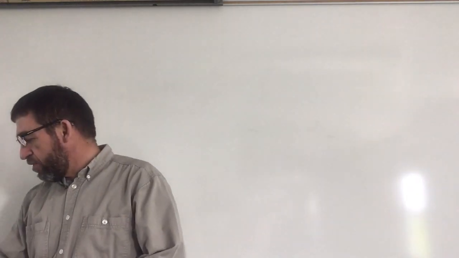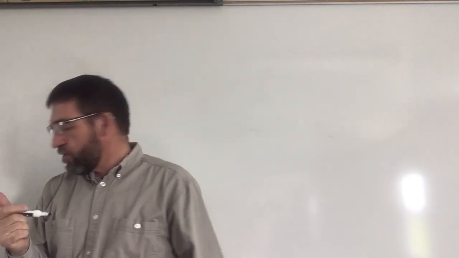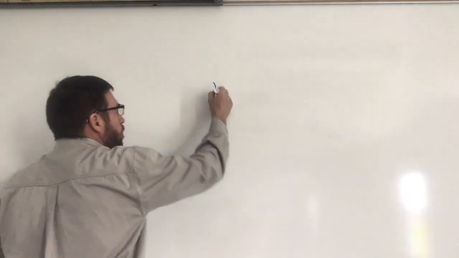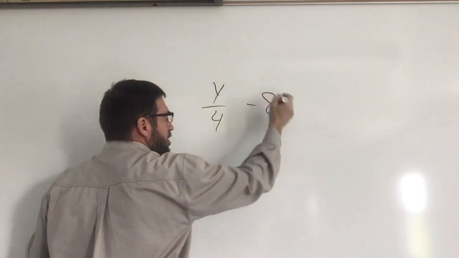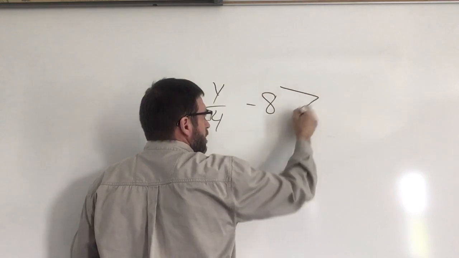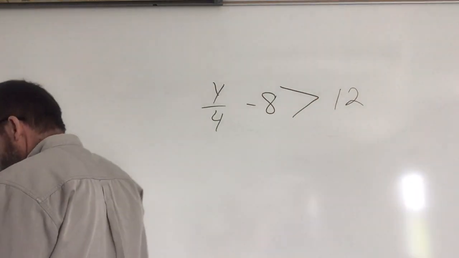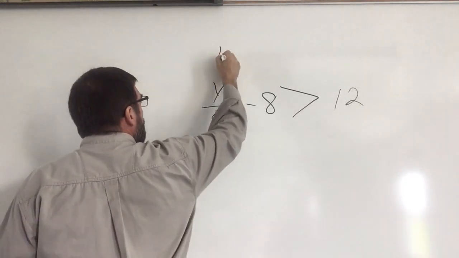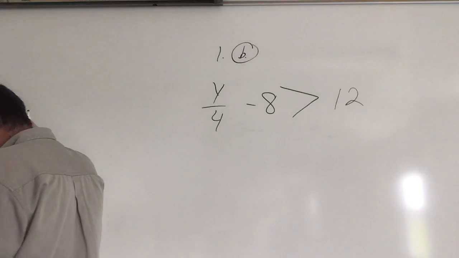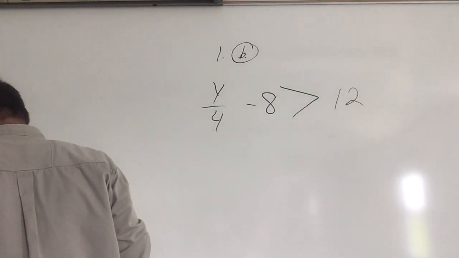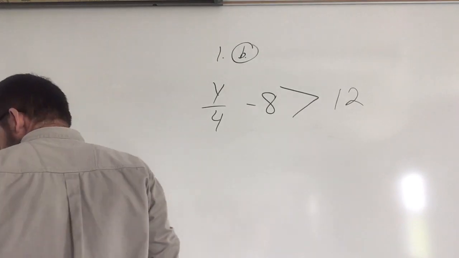Is y over 4 minus 8 greater than 12? Did I copy B right? I'm doing 1B. y over 4 minus 8 greater than 12.